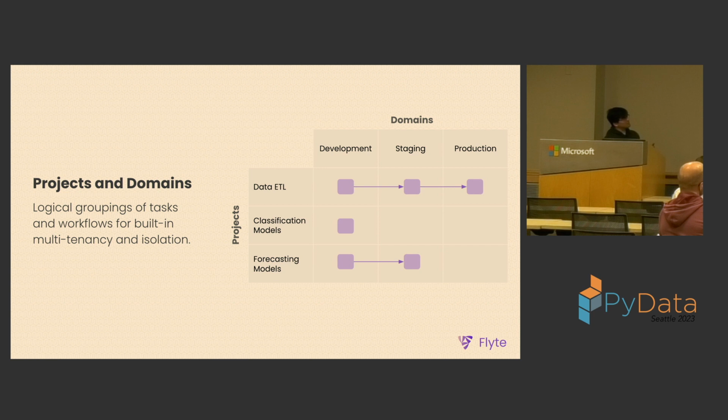Projects and domains are also a first-class citizen in the Flyte programming model that gives you that clear separation between teams. You have projects and you have domains, and you can use this to help different teams work on different pipelines, and you basically stratify this by using the combination of projects and domains.